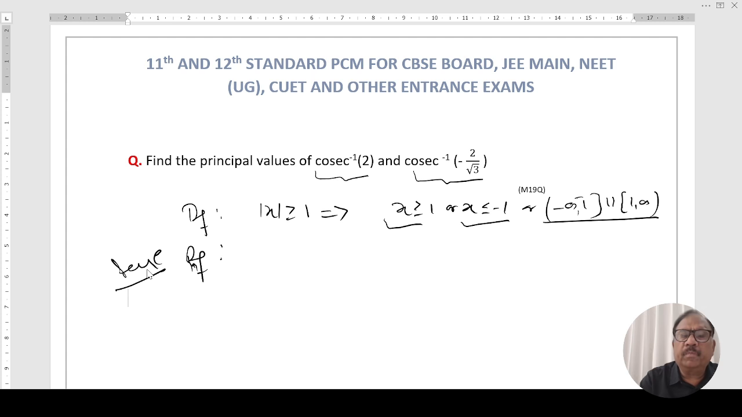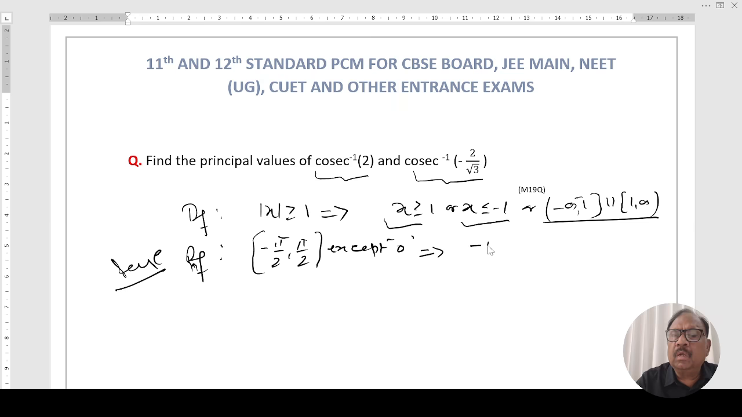The range of the function is minus pi by 2 to pi by 2 except 0. We know sine inverse 0 is 0, so that will become undefined for cosec inverse x. Or we can write it as minus pi by 2 to 0, closed interval, union 0 to pi by 2, closed interval.